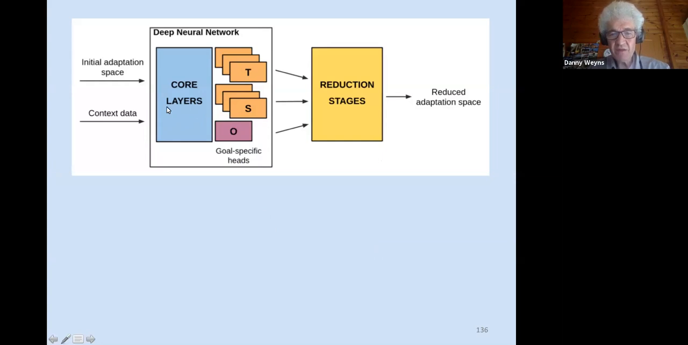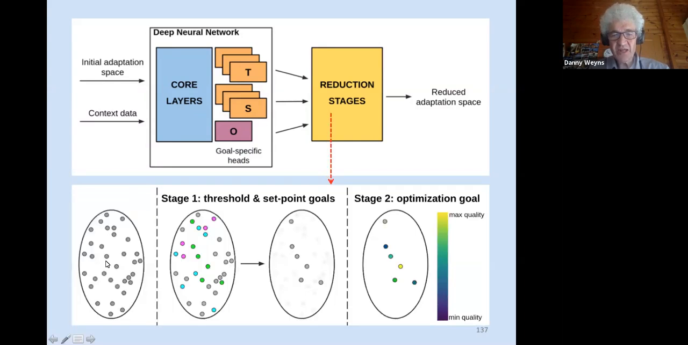So in one move, for all goals, you have results that go to reduction stages, and then you get a reduced adaptation space. Here you see an example. You start with the gray configuration space.